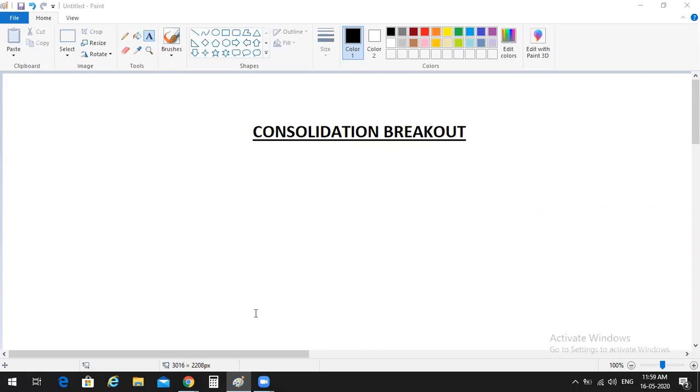It's called Consolidation Breakout. Normally we see that markets or stocks undergo consolidation for 1 day or 2 days, or maybe for 1 week or 2 weeks, and they undergo a breakout either on the upside or on the downside. So let's understand.